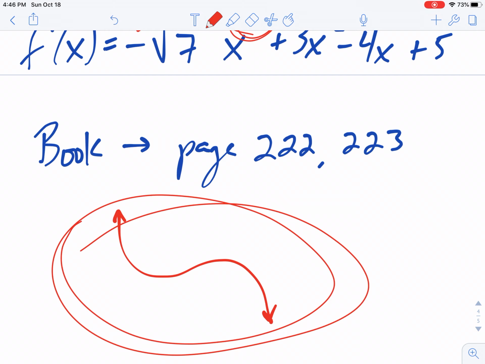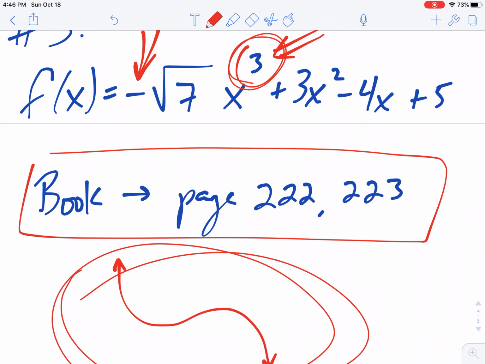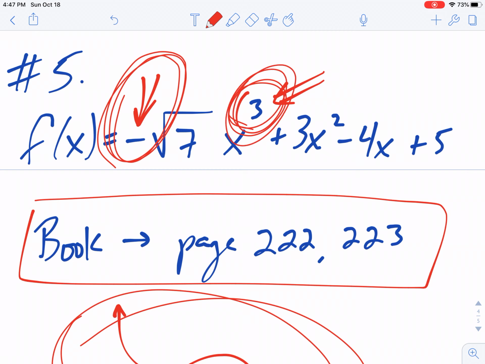But again, you're going to have a different problem, I'm sure, on your assignment. I would suggest you just look at page 222 and page 223, for they illustrate basically all of the different things that could happen. You're looking at the positive or negative out front, and you're looking at the highest degree exponent. I'll do another one here for number 6.